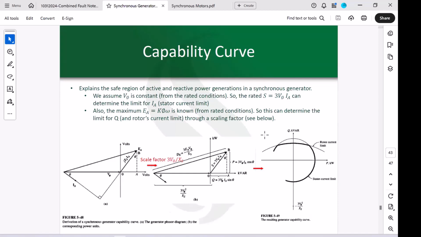When we're talking about the capability curve, we're talking about the area or the region in which your generator can operate in terms of active and reactive powers. How much active power it can deliver safely, how much reactive power it can deliver safely at the same time. So this would be associated with a curve of P on the horizontal axis versus Q on the vertical axis.